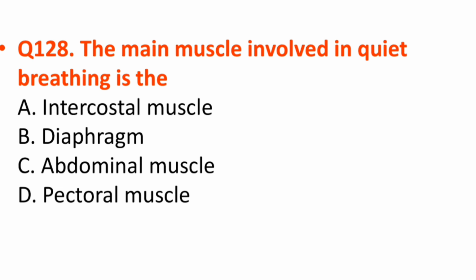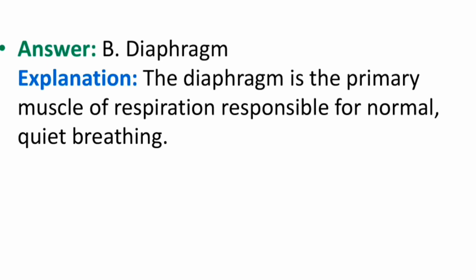The main muscle involved in quiet breathing is the: option A, intercostal muscle; option B, diaphragm; option C, abdominal muscle; option D, pectoral muscle. The correct answer is option B, diaphragm. The diaphragm is the primary muscle of respiration responsible for normal quiet breathing. The next question.